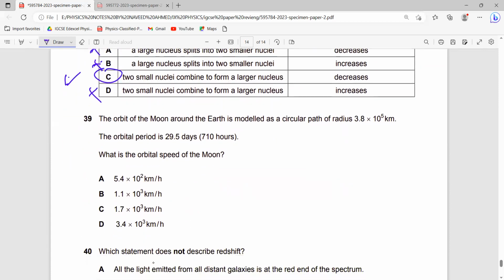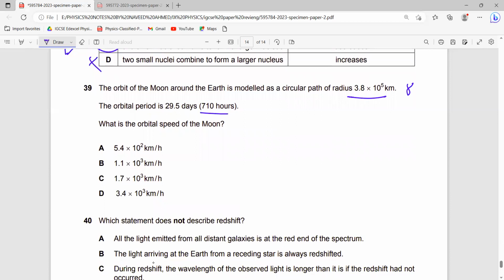Okay. In question number 39, the orbit of the moon around the Earth is modeled as a circular path of the radius given. This is the radius of the orbit. The orbital period is this, the time for this is 10 hours. What is the orbital speed of the moon?